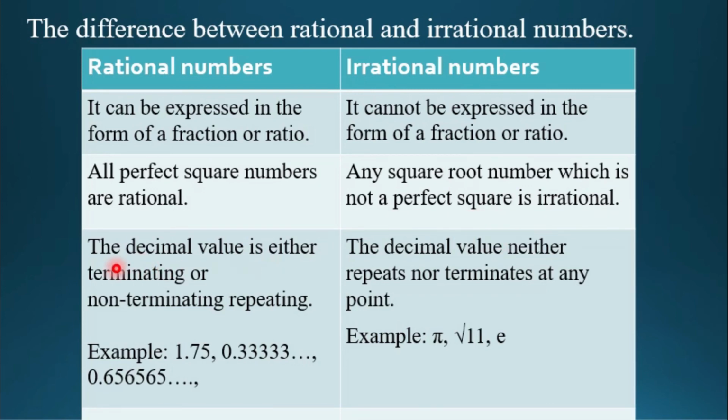Rational numbers: the decimal value is either terminating or non-terminating repeating. For example, 1.75, 0.333 and so on, 0.65, 6565 and so on. Irrational numbers: the decimal value neither repeats nor terminates at any point. For example, pi, root 11, e and so on.